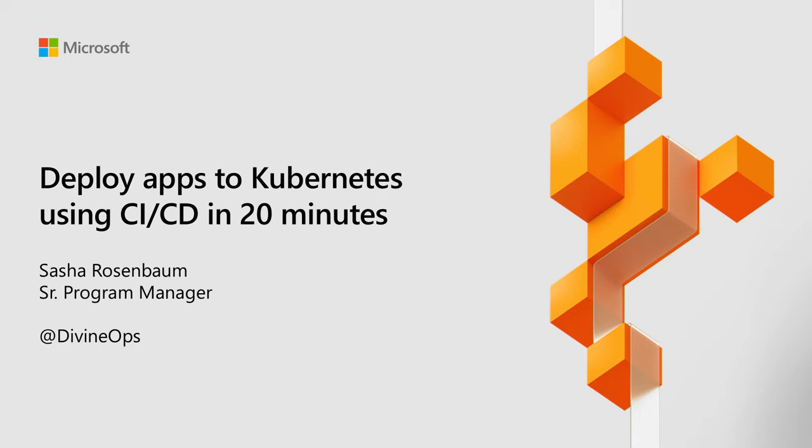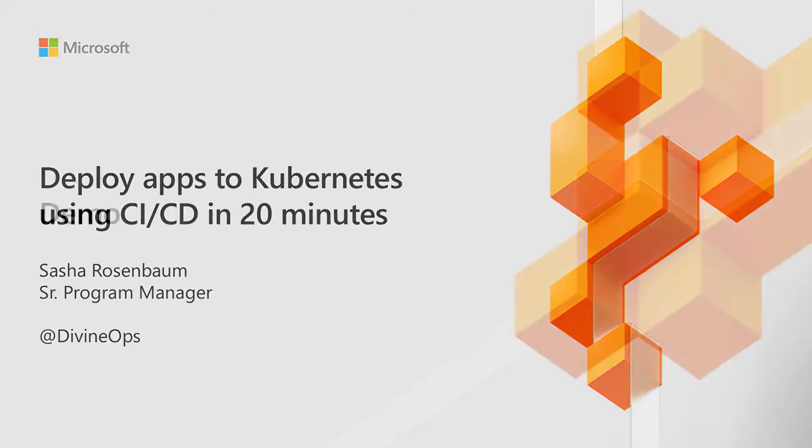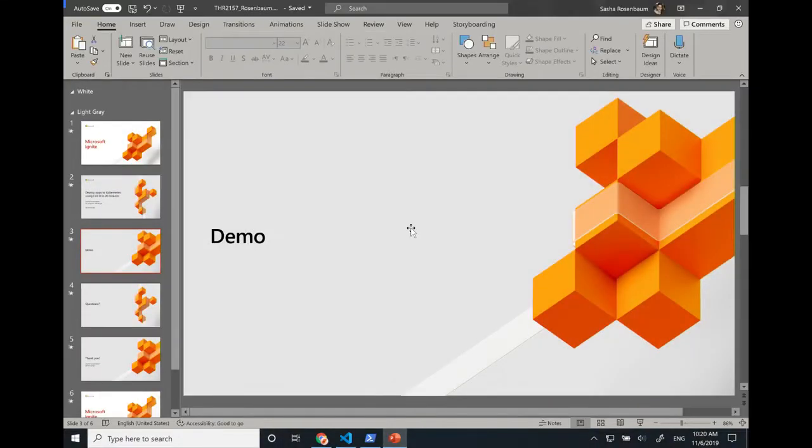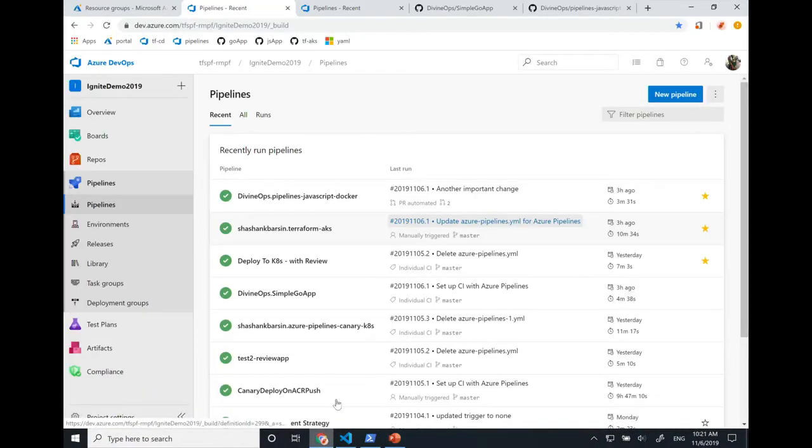So who here is deploying applications to Kubernetes? OK. Who here is thinking about deploying applications to Kubernetes? OK. And if you didn't raise your hand, you're probably in the wrong session. So all right, let's go into the demo. What we are going to talk about today is how you can deploy to Kubernetes using Azure Pipelines.